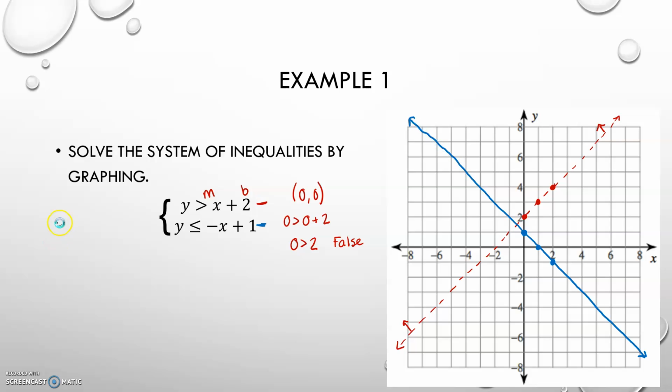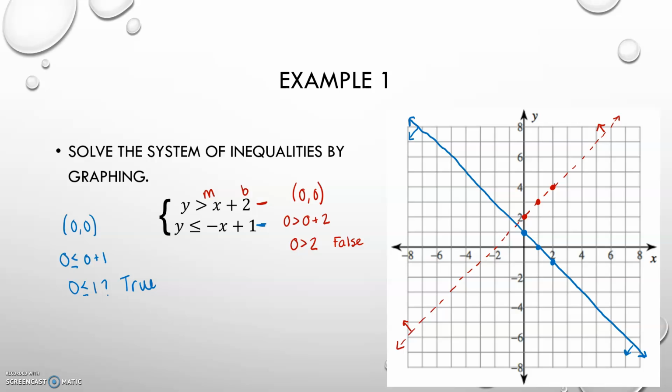And when I use my test point of 0, 0, I'm going to get 0 is less than or equal to, and that's negative 0, which is just 0 plus 1. Is 0 less than or equal to 1? That is true. So that means that 0, 0 is a solution for this inequality. So I'm going to shade this direction.